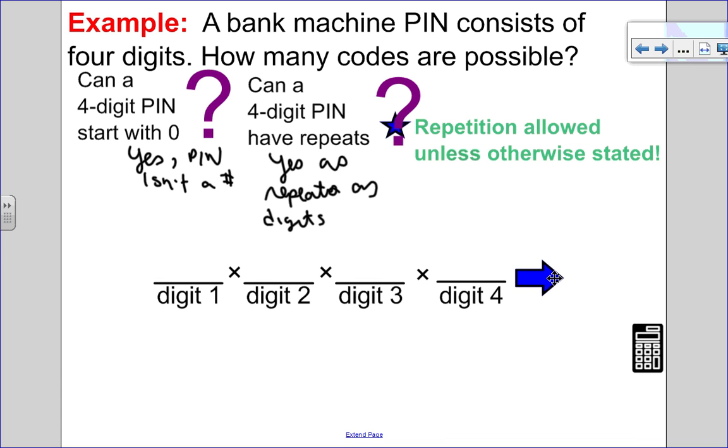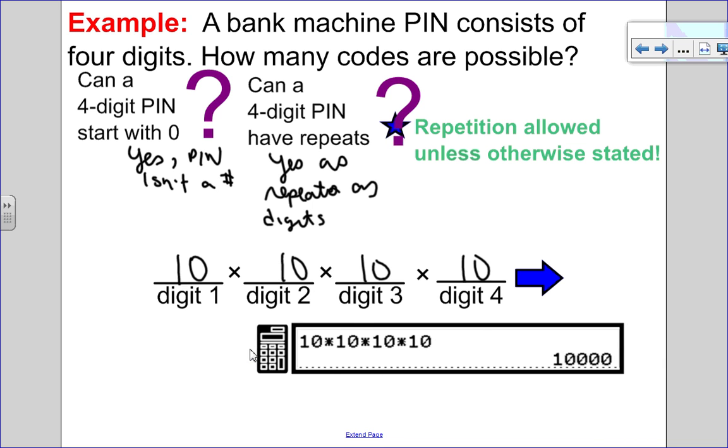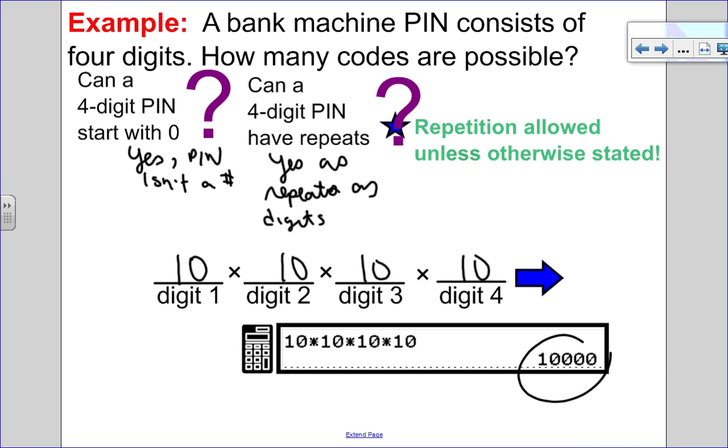Okay, so I have a 4-digit PIN. It can start with 0, can be repeated. Remember, there were 10 digits. So really, I have 10 choices for every single one of the digits. So multiplying those together, I can see that there are 10,000 4-digit PINs.